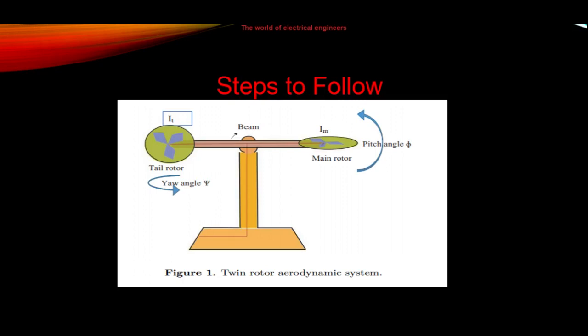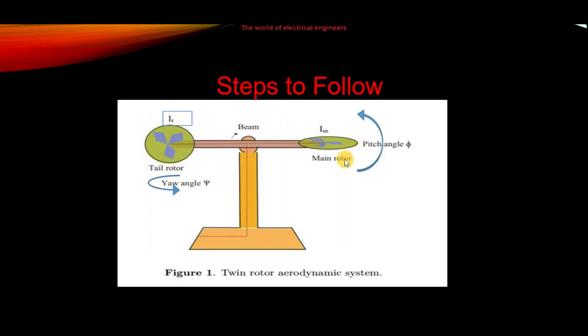The beam is pivoted on a base. This beam is pivoted on this base, and this beam can rotate and move freely. This beam can move freely in both horizontal and vertical direction. This is horizontal direction and vertical direction.